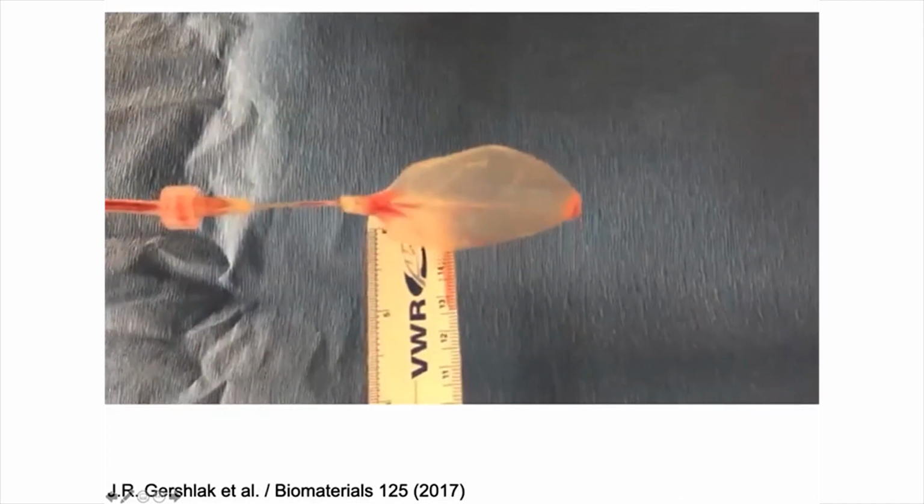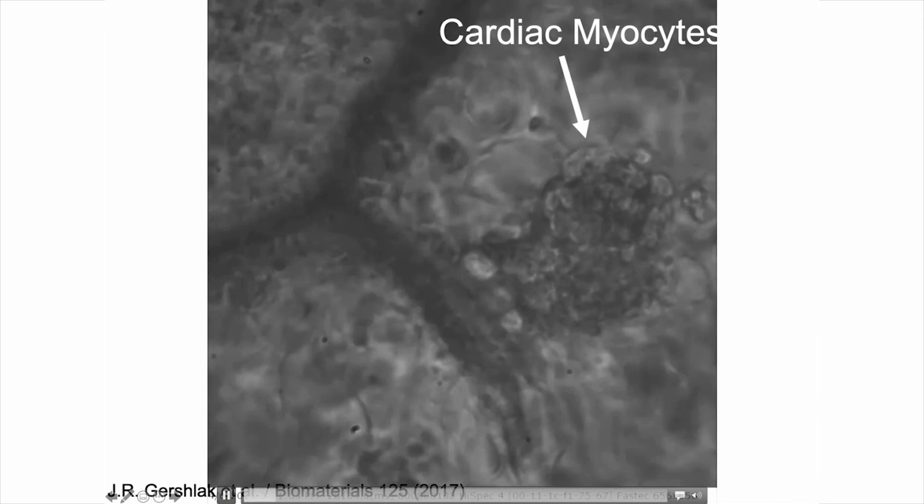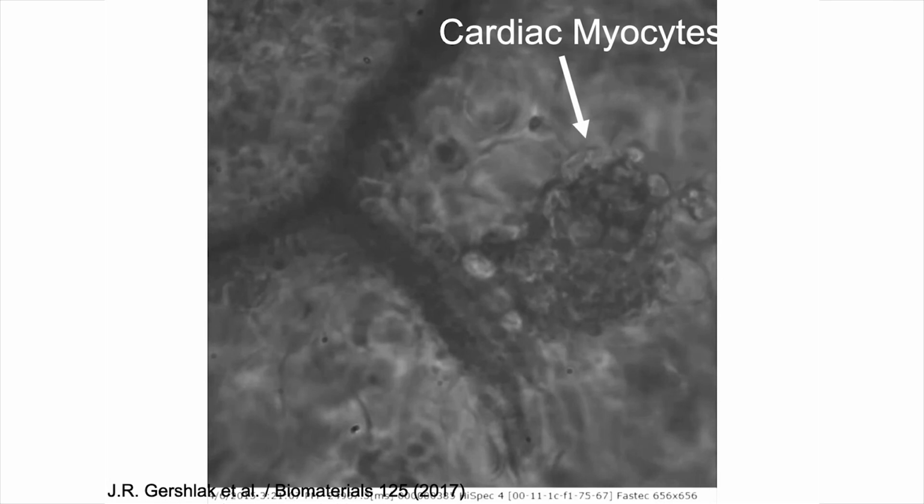The next thing this group did was they placed cardiac myocytes. So these are heart stem cells. These are heart cells that normally don't grow very well outside of the heart. They injected the spinach leaves with heart stem cells, and what you see is that these stem cells contract. They spontaneously contract, which is what heart cells are supposed to do. That's what myocytes are supposed to do.